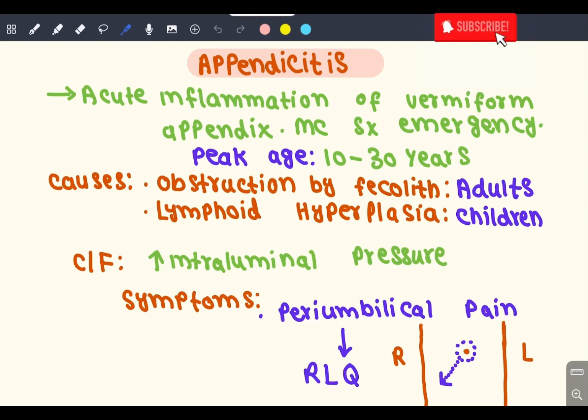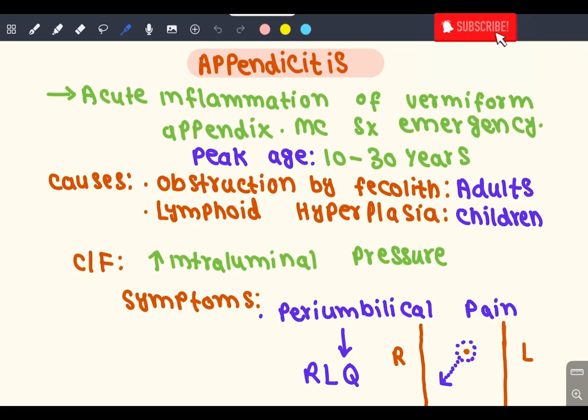So dear students, today we will talk about appendicitis. Appendicitis is acute inflammation of the vermiform appendix. When inflammation occurs inside the appendix, that is called appendicitis or acute appendicitis. It is known as the most common surgical emergency.